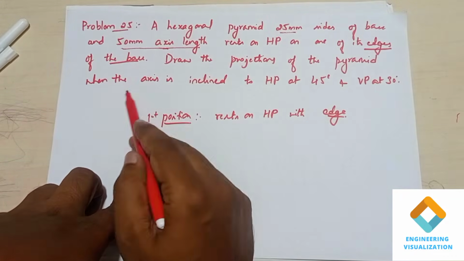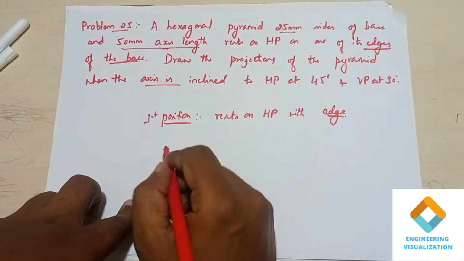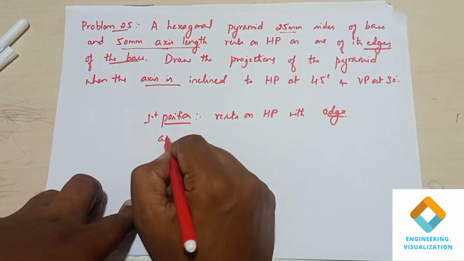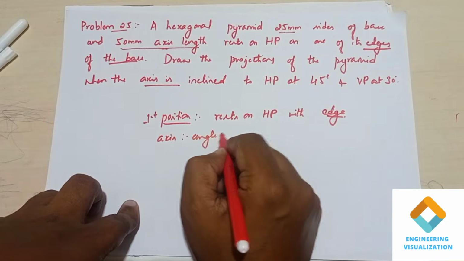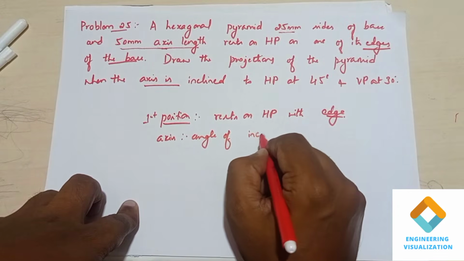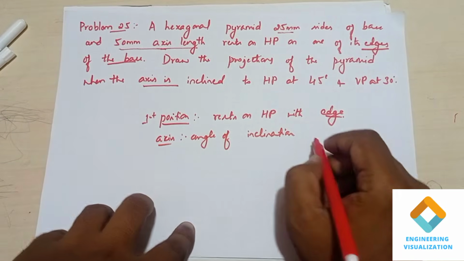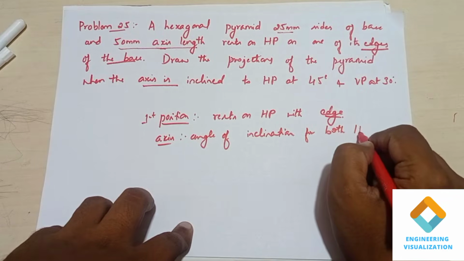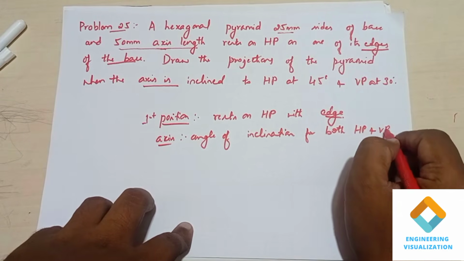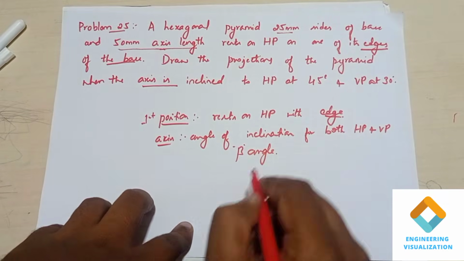Now draw the projections of the pyramid when the axis is inclined to HP at 45 degree and VP 30 degree. So axis given means it is nothing but beta angle problem. Okay, axis given for both inclination to HP and VP with respect to the axis. So it is nothing but a beta angle problem. Okay, beta angle problem it is.